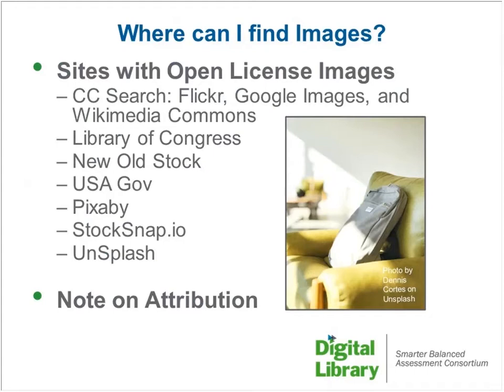One of the places that I look quite a bit, and it's a really great resource, is the Creative Commons search. That's the first bullet under sites with open license images. And again, in the PDF that we're going to send, there will be links to all of these, so you don't have to write them all down. You'll have a link straight to them. The Creative Commons search is great because it covers a few different sources: Flickr, Google Images, and Wikimedia. And Wikimedia is all open license. Library of Congress is a great resource, especially for historic images.